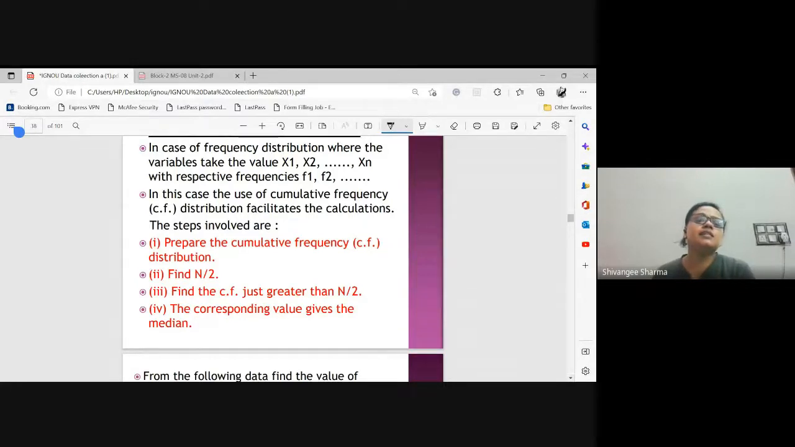So these are the steps. Prepare the cumulative frequency table of all the frequencies. Generally we add the corresponding frequencies and make a cumulative frequency table.